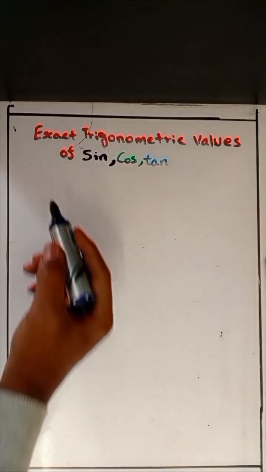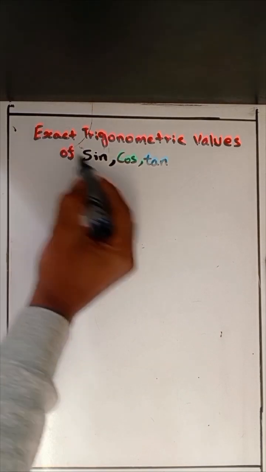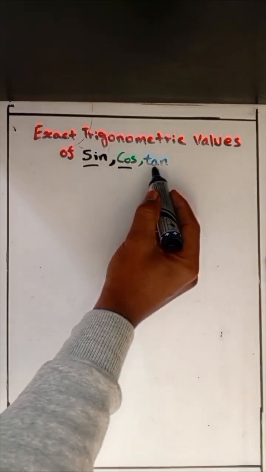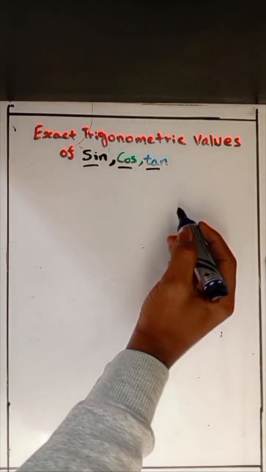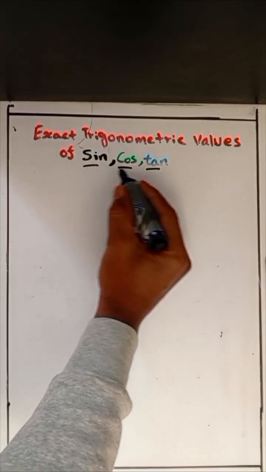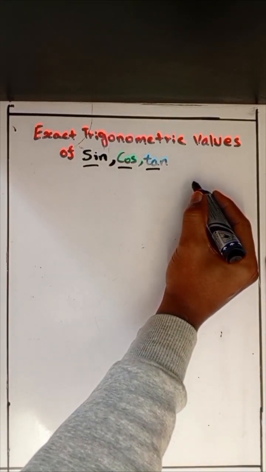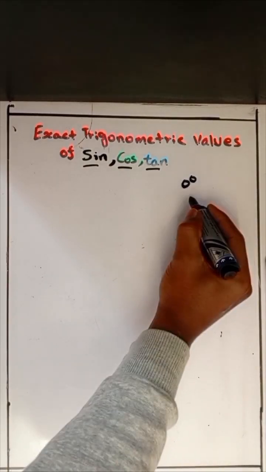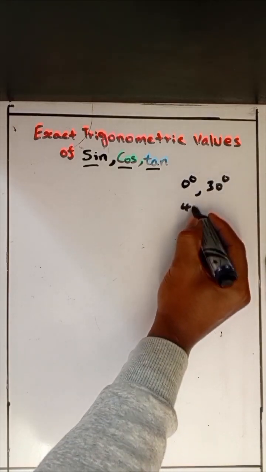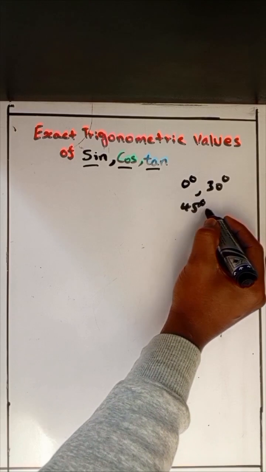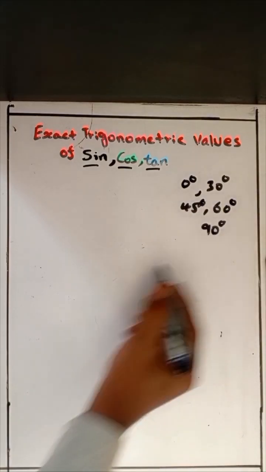Hello, in this video we are going to see the exact trigonometric values of sine, cosine and tangent. This video will help you to remember the values of sine, cosine and tangent for the basic angles, which are 0 degree, 30 degree, 45 degree, 60 degree and 90 degree.